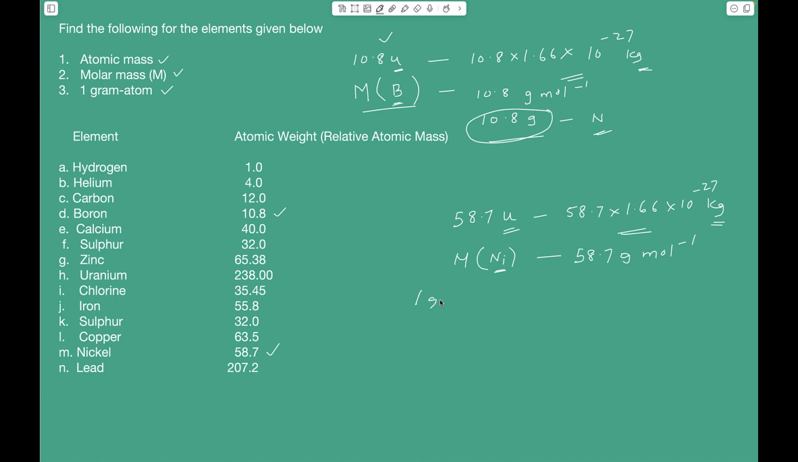And the mass of 1 gram atom of nickel is again its atomic weight expressed in grams. So if you take 58.7 grams of nickel, that means you have 1 gram atom of nickel. And remember, 1 gram atom of any element contains an Avogadro's number of atoms. I leave the rest of the elements as an exercise for you.